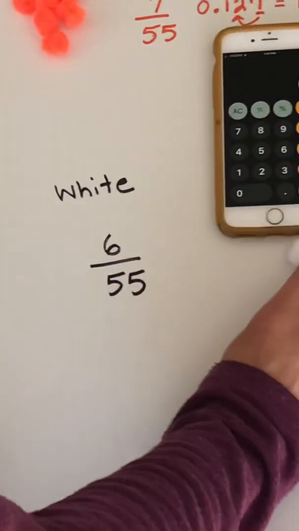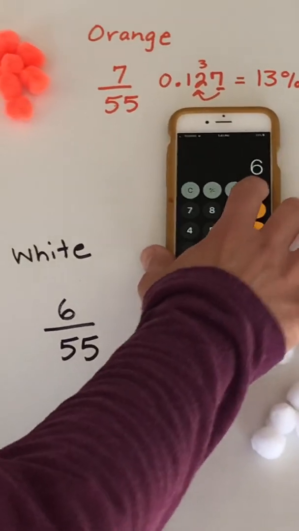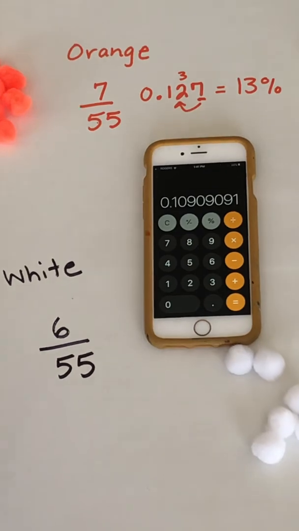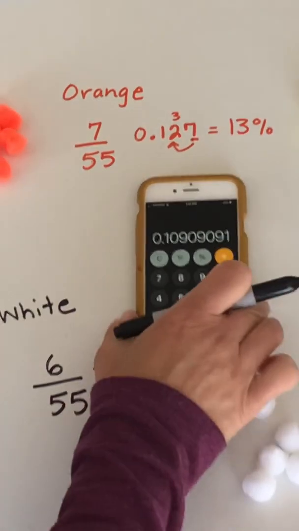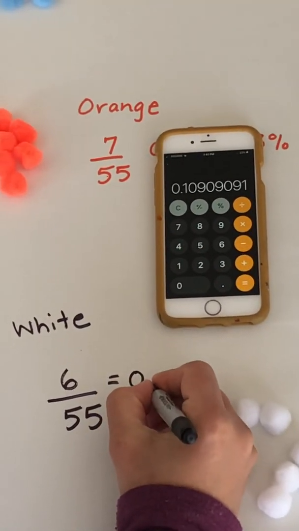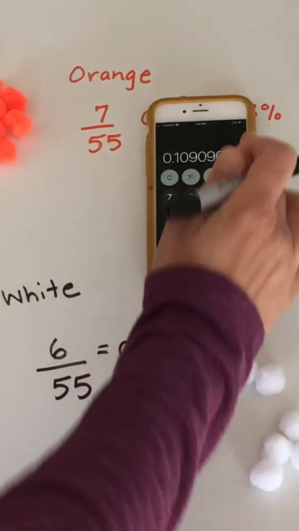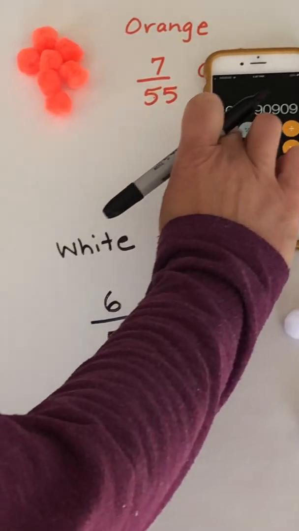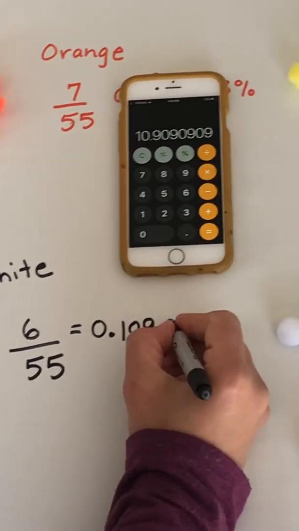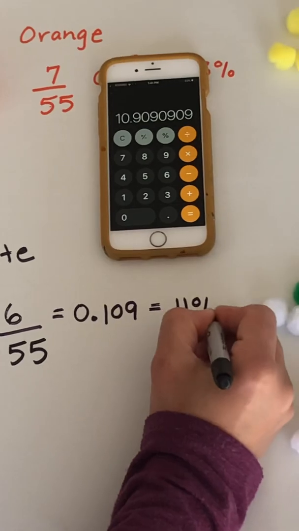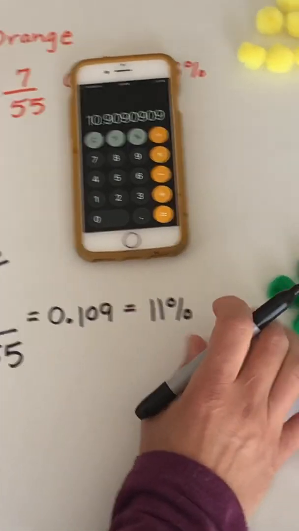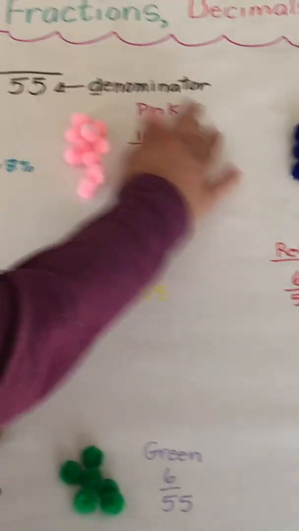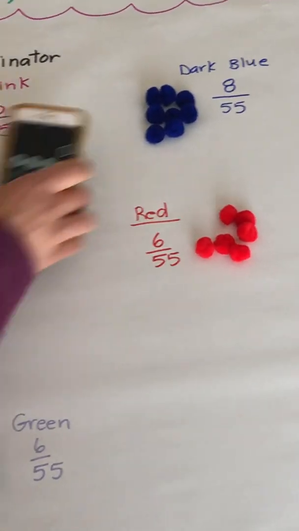Thank you for that. So 6 divided by 55 equals 0.109. And what Paige was saying is to times it by 100 and you get 10.9%. We bump that up to 11% of the pom-poms were white. Okay, and we'll go ahead and we'll do that with all of our other colors.